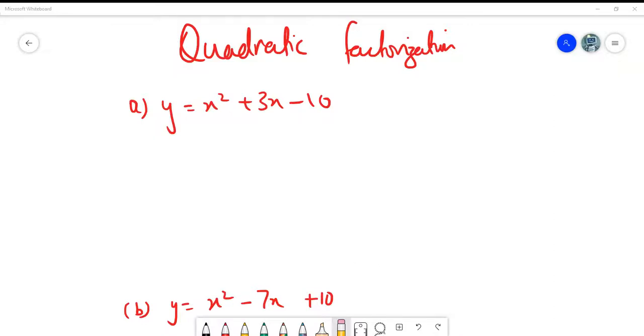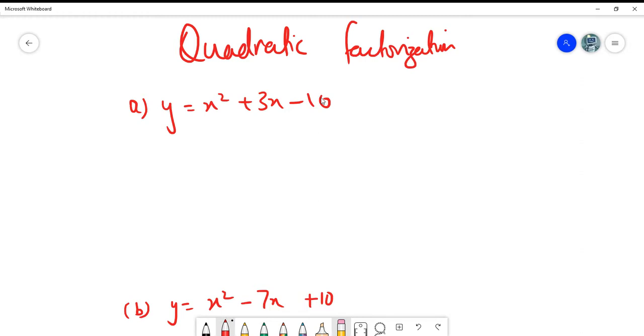Welcome back to the next part of quadratic factorization. In our previous video, we looked at how to factorize simple quadratic equations. In this video, we'll look at slightly more complex equations, where the coefficient of x is not 1.